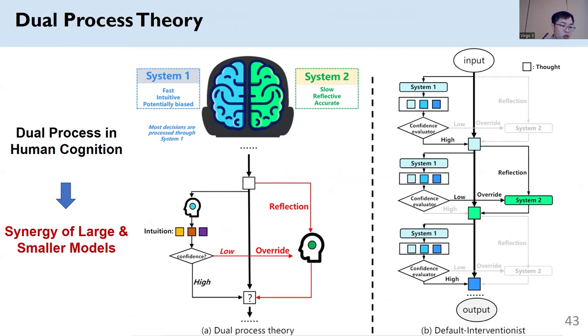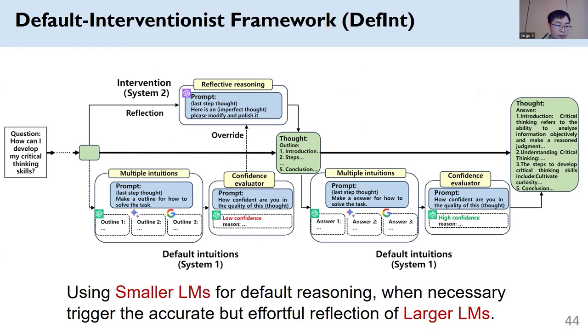Can we also create a similar framework that can exploit the synergy of larger and smaller language models? Can we use the larger, more expensive model for system two, the highly accurate but expensive thinking, and then use smaller language models for system one, the very fast but less accurate thinking? Can we achieve that?